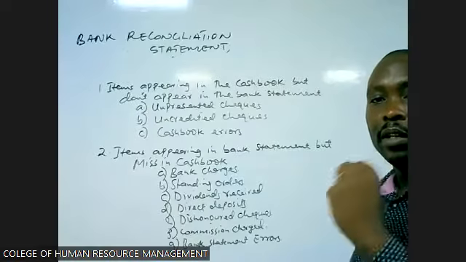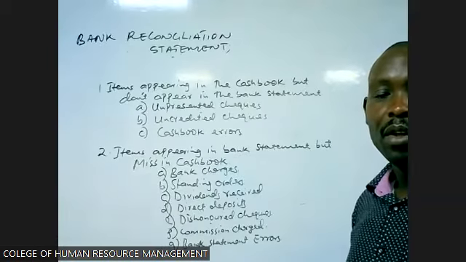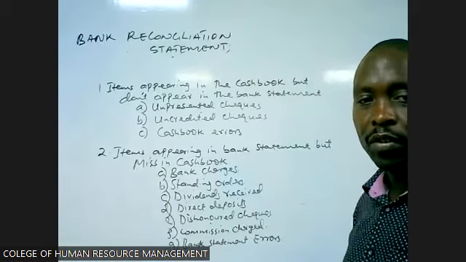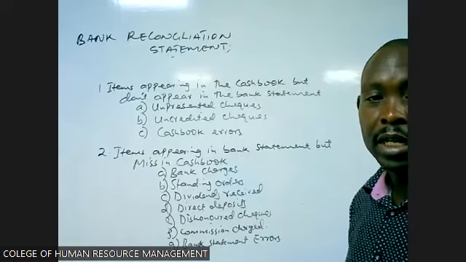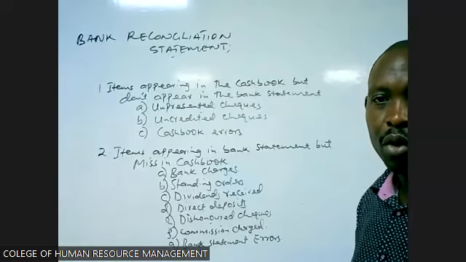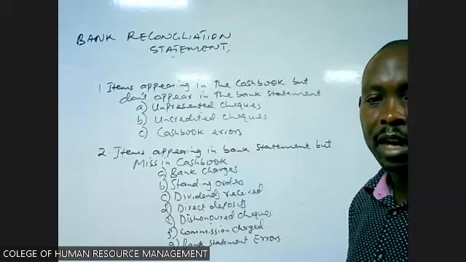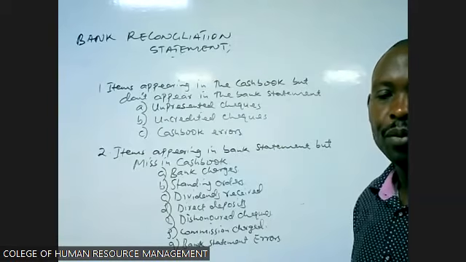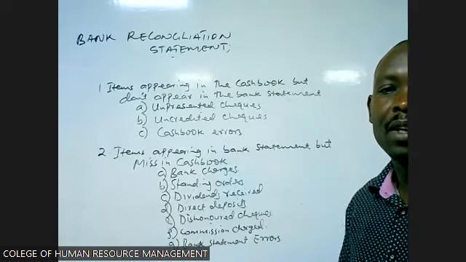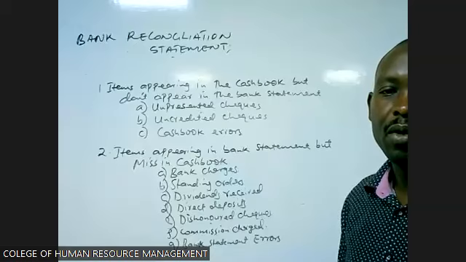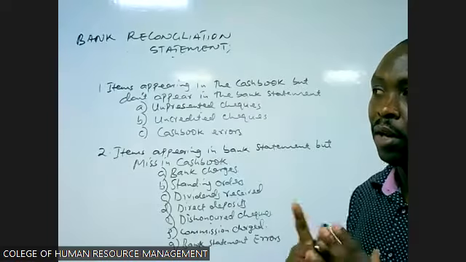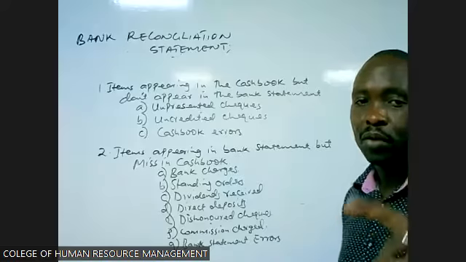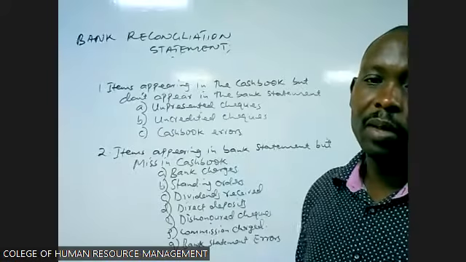This question, when it is tested in an exam, you will be required to do 2 things. 1, you prepare the updated cash book, or what we call the adjusted cash book. 2, you prepare the bank reconciliation statement. Those are the 2 questions that will be asked. A, or Roman 1, the updated cash book. Roman 2, the bank reconciliation statement.